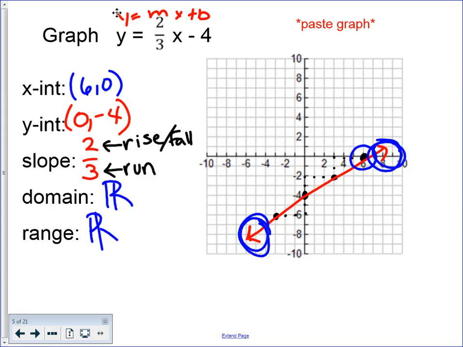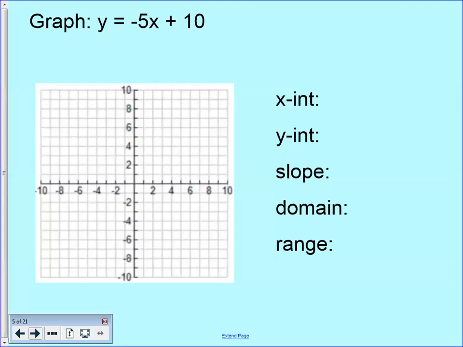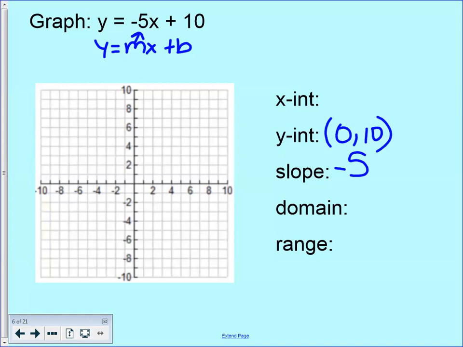So now, pause the video and see if you can do this one. All right, let's see if you did this correctly. So I have an equation in y equals mx plus b. My m is -5. My b is 10, but I have to write it as a coordinate, so 0, 10.